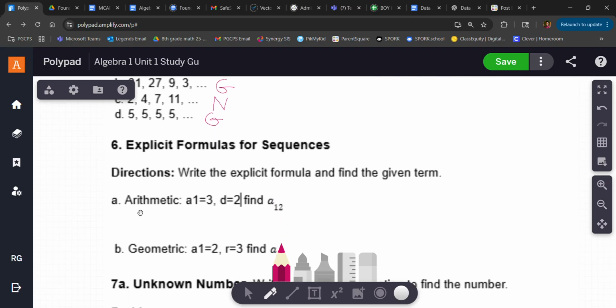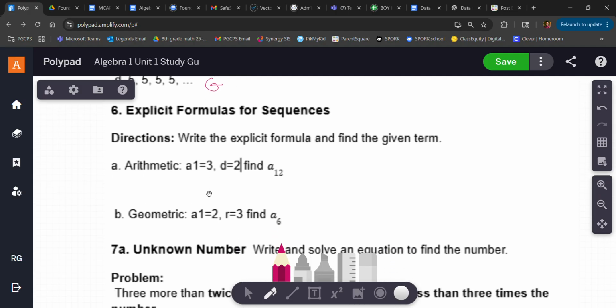Looking at number 6. Write the explicit formula and find the given term. So again, the first term is 3. A1 is equal to 3, and that should have been a subscript there. It's arithmetic, so we're adding the difference, which is 2. So again, we put our terms in the braces. The first term is 3. The difference is 2. So 3, 4, 5, 6, 7, 8, 9.